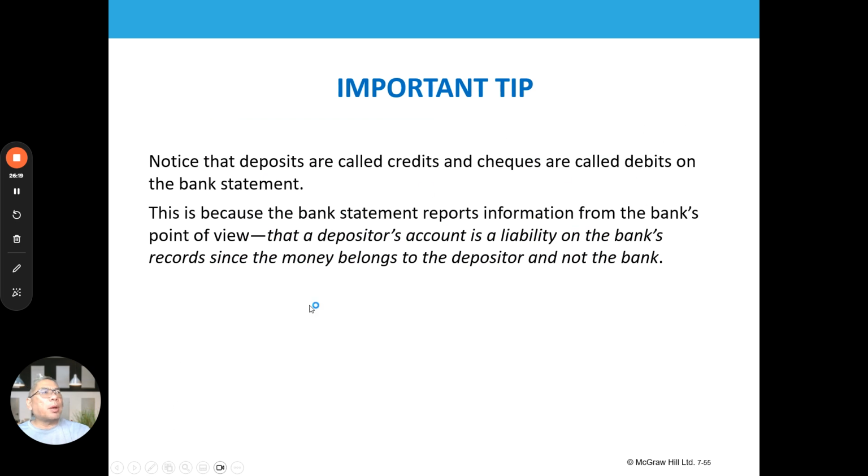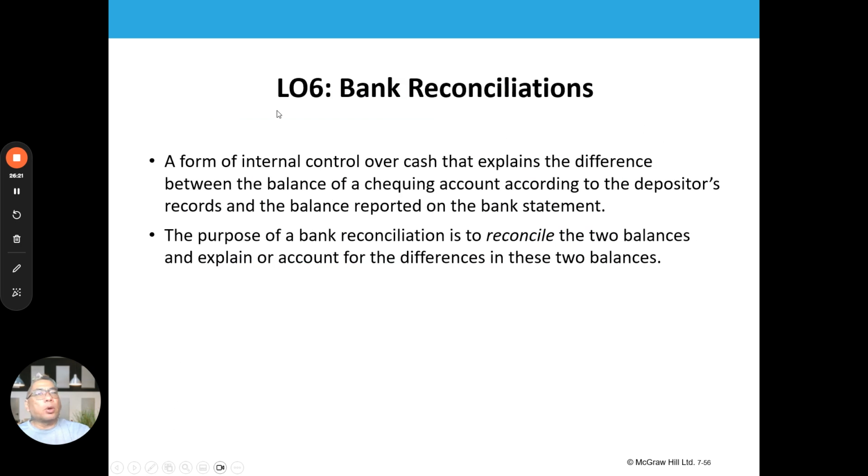This is your important tips. I will skip that slide. We'll go to the bank reconciliation. This is one of the most important objectives. Number 6 is a form of internal control over cash to explain the difference between the balance of the checking account according to deposit records and the balance reported on the bank account. That's very important. I mentioned it earlier in the previous slide. There's always somebody doing a reconciliation of the cash to make sure everything matches. If there's a difference, that has to be investigated. The purpose is to reconcile two balances and to explain or account for the difference between the two balances.